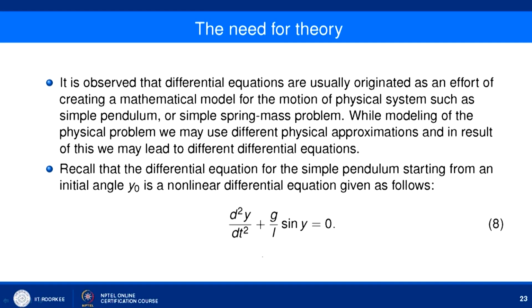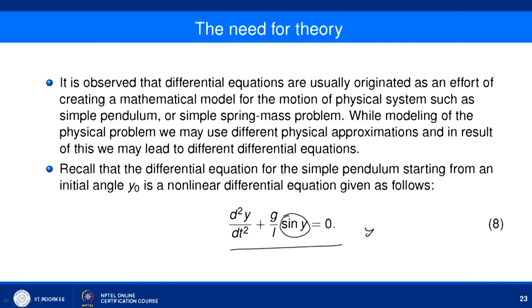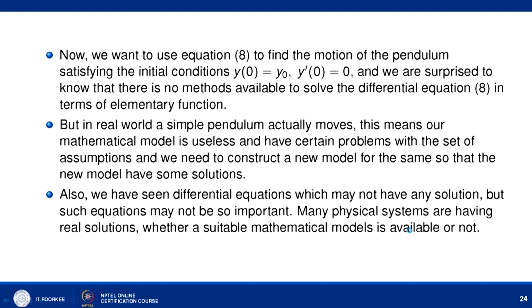This is what I am talking about, that initially we write it like this. Then we assume that sine y is approximated by y, by assuming that the initial angle is very small. In that case, we get a simple equation, y double dash plus g by L y equal to 0. Right. Look here, we want to use equation 8 to find the motion of the pendulum satisfying the initial condition y(0) equal to y naught and the initial velocity y dash(0) equal to 0.